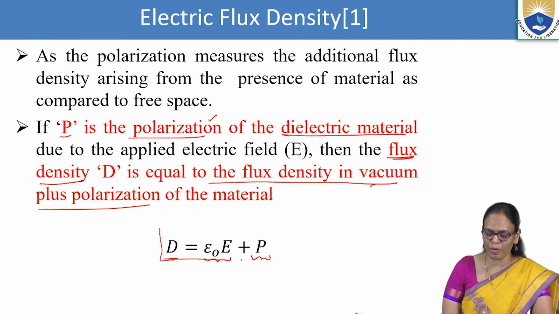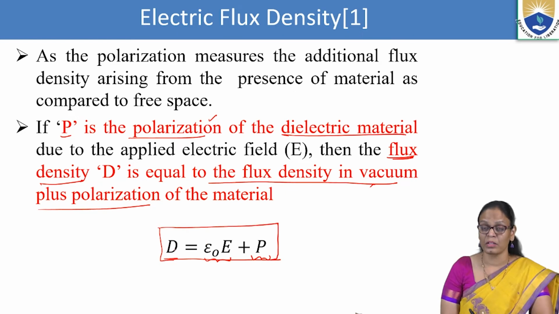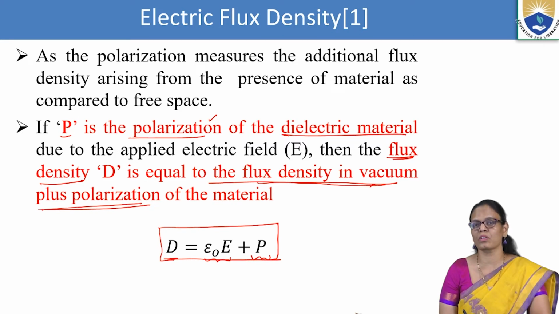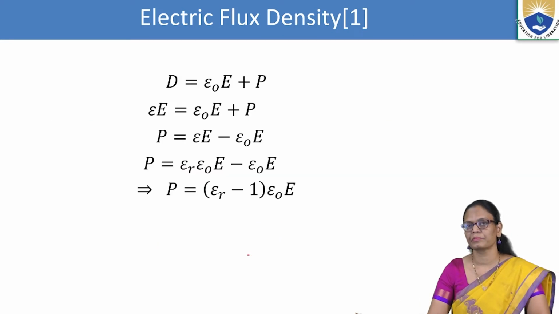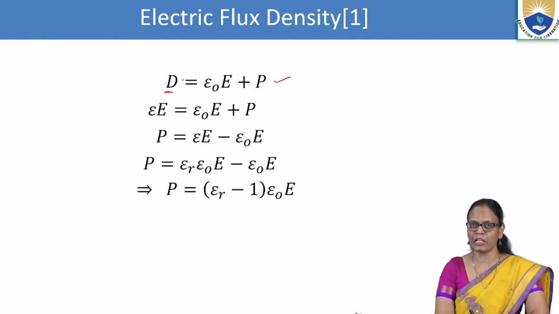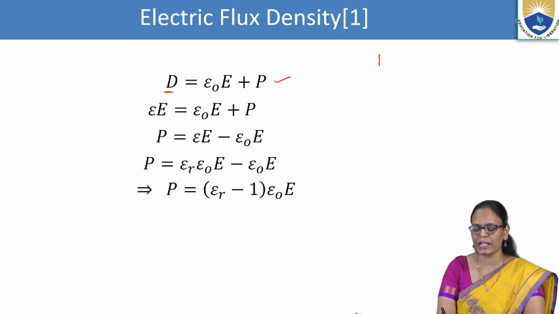So what is the final formula we are getting? For the flux density, it is the flux density in vacuum plus the polarization, so we write D = epsilon naught E plus P. Now, what is D in a medium? In any medium, we have seen that D is equal to epsilon E. So let us substitute it here: for D, I am writing epsilon E, and that is epsilon naught E plus P.